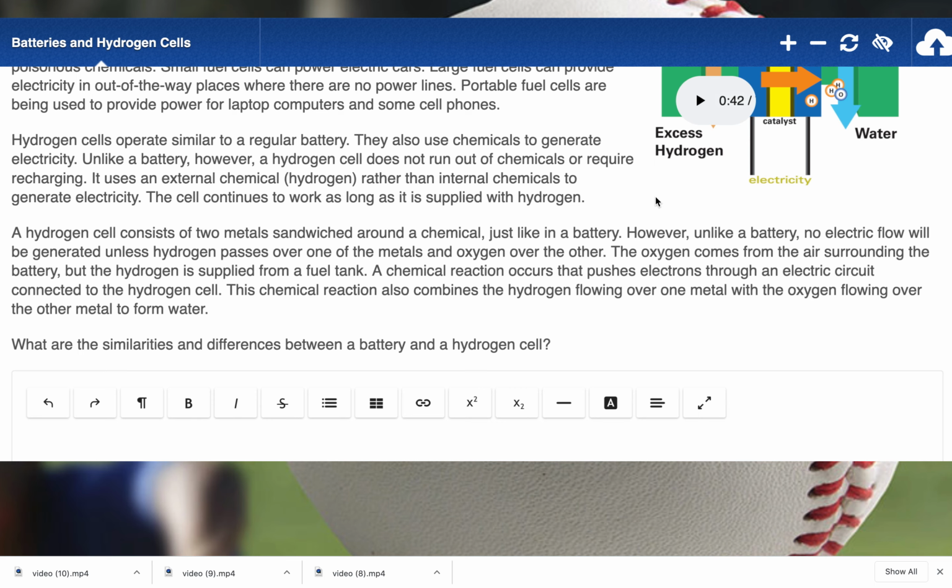A hydrogen cell consists of two metals sandwiched around a chemical, just like in a battery. However, unlike a battery, no electric flow will be generated unless hydrogen passes over one of the metals and oxygen over the other. The oxygen comes from the air surrounding the battery, but the hydrogen is supplied from a fuel tank. A chemical reaction occurs that pushes electrons through an electric circuit connected to the hydrogen cell. This chemical reaction also combines the hydrogen flowing over one metal with the oxygen flowing over the other metal to form water. What are the similarities and differences between a battery and a hydrogen cell?